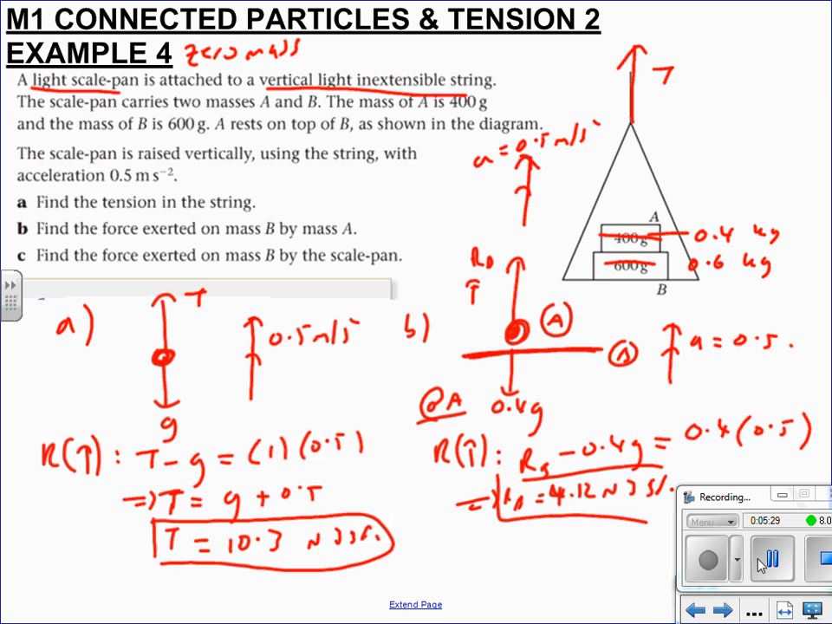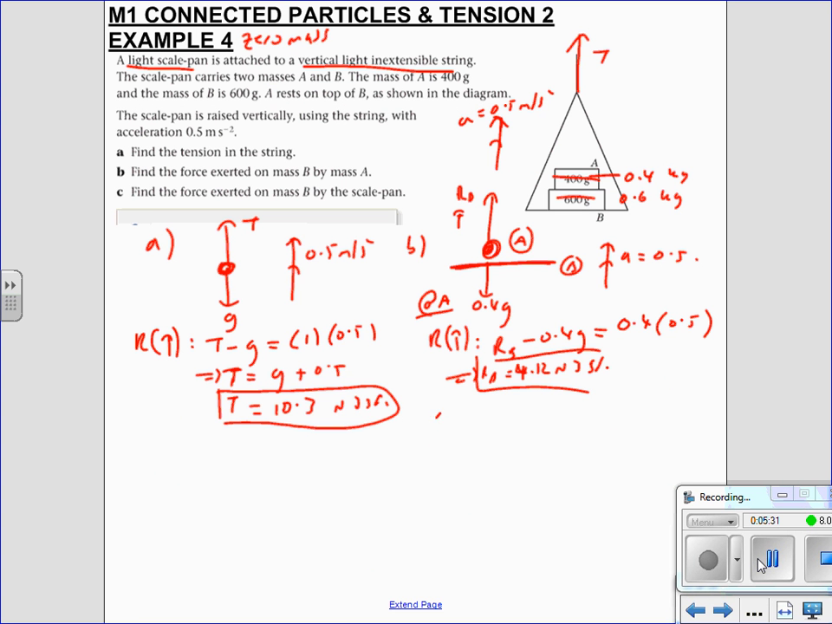Okay, in part C, this isn't going to take very long because it says find the force exerted on mass B by the scale pan. So let's think about it again. The scale pan is now the surface. So scale pan is the surface.